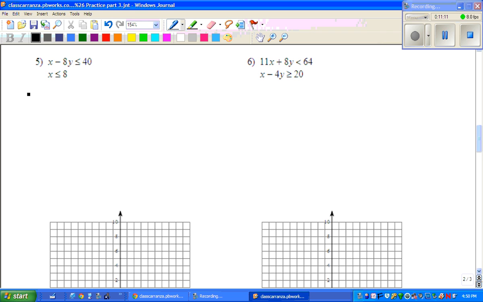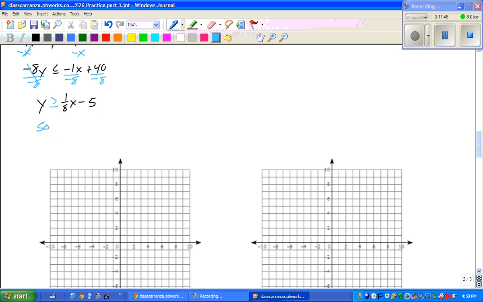For number 5, it's the same thing. The y is not by itself, so we have to subtract the x from both sides. We get negative 8y less than or equal to negative x. Remember, that's a 1 right there, so you don't forget. I'm going to divide by negative 8. 1/8 x minus 5. I divided by a negative, so you have to flip the sign. All right, so it's solid. We shade above.